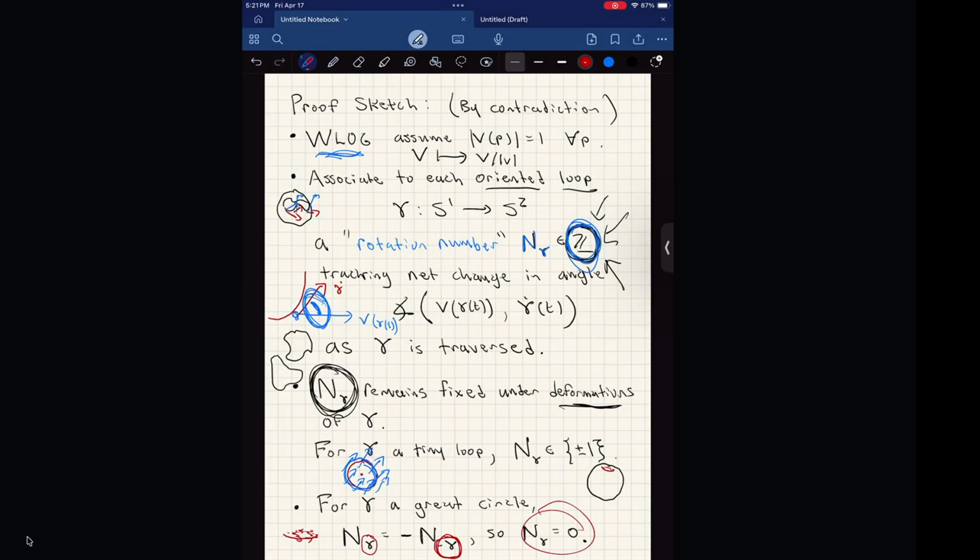And the last thing to show is that you can deform one of these great circle curves to one of these tiny curves. That's equally obvious because you can just shrink it like that. You can just go to the top like that.